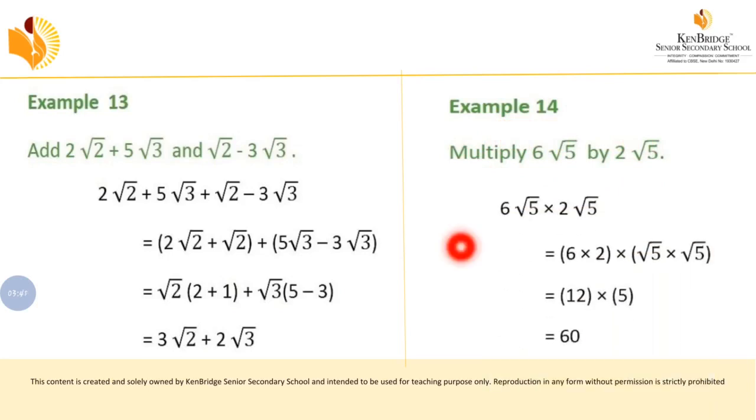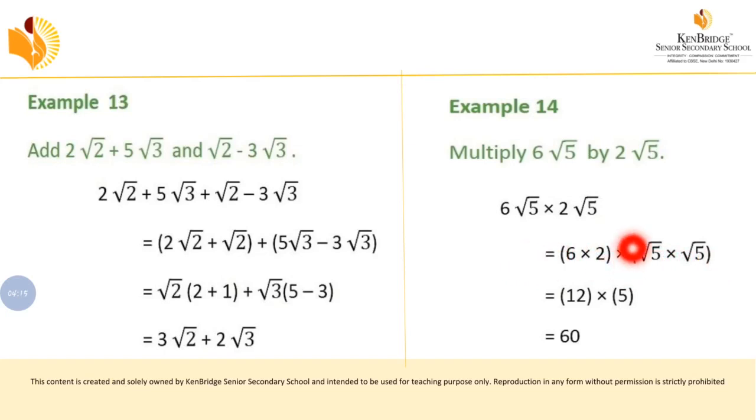First, you have to write the same question as it is, given in the wording format, as an operation, with a symbol. So here we have written 6 root 5 into 2 root 5. Here we can see that we have taken the root 5, the irrational numbers, separately, and the whole numbers separately. So this can be written as 6 into 2 into root 5 into root 5.